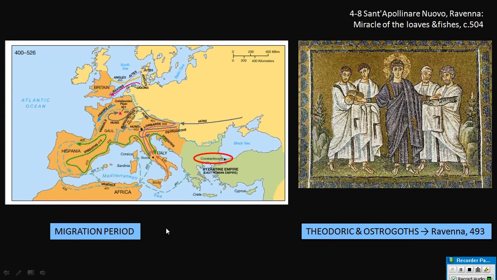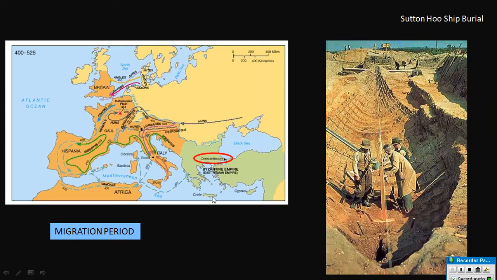In class, we looked at Theodoric and the Ostrogoths, the Eastern Goths, who also moved into Italy, attacking Ravenna in 493. This mosaic was done for Theodoric, as we discussed in class. All of this represents a mass migration into the provinces of the old empire. And this migration brought other peoples into other regions. For example, it also brought the Anglo-Saxons into England from Scandinavia.